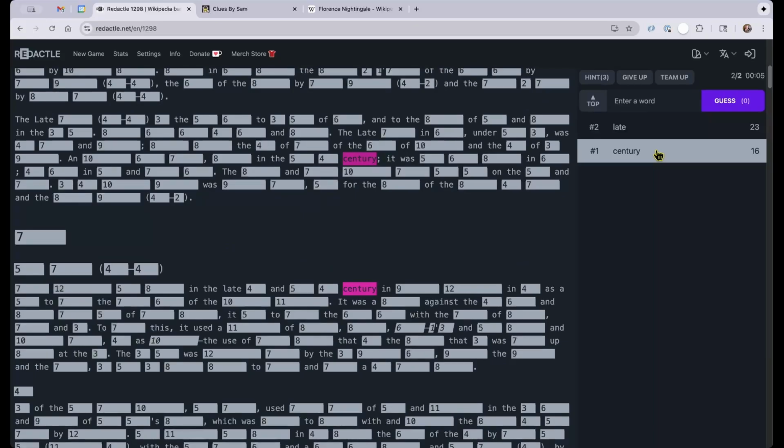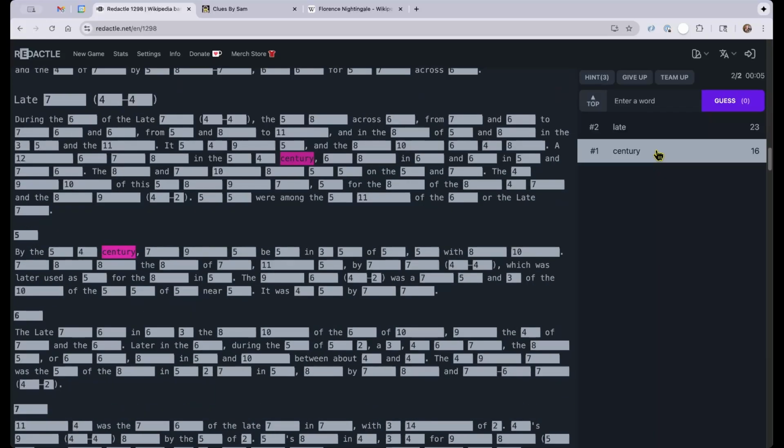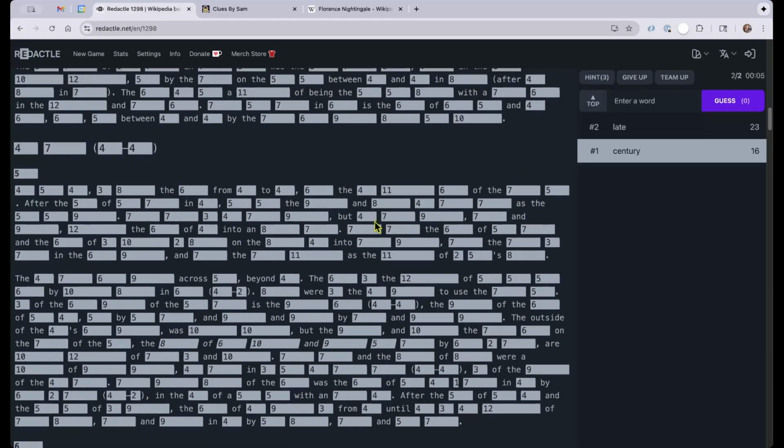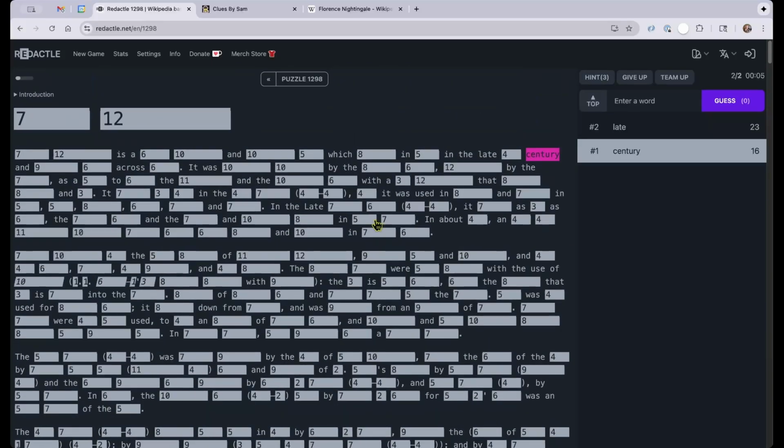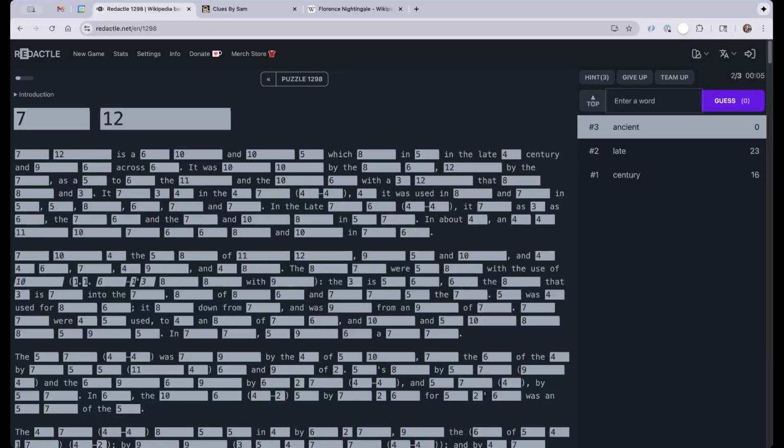Now, several references to centuries. A four-digit or four-letter word in front of century is going to be anywhere from 11th to 21st. It's AD we're talking about. So this is a thing which is probably not ancient. I'll go ahead and put in the word ancient just to confirm. Yeah, 0 hits.